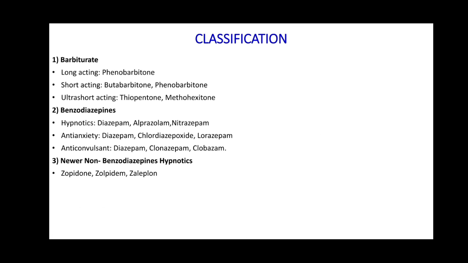Classification. First comes barbiturates, which are long acting, short acting, and ultra short acting. Second comes benzodiazepines, which act as hypnotics, anxiolytics, and anticonvulsants. Third comes newer non-benzodiazepine hypnotics.